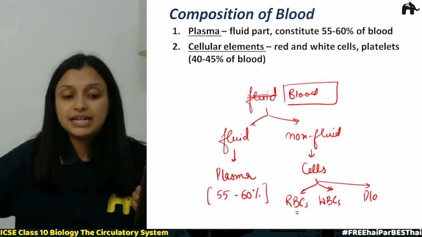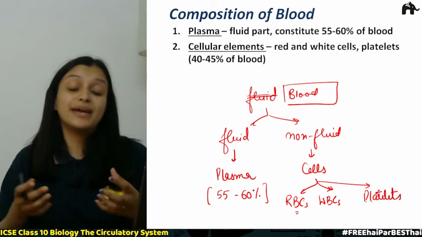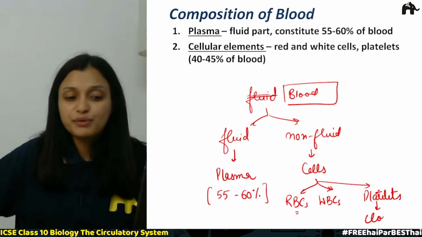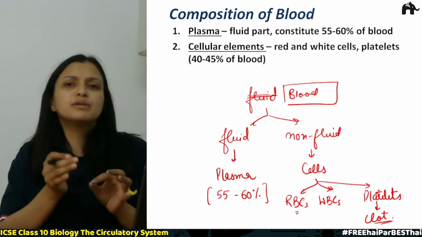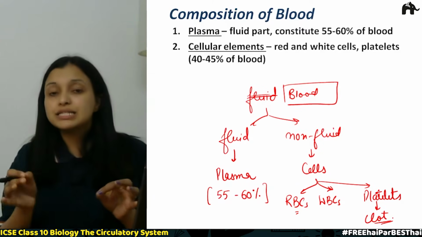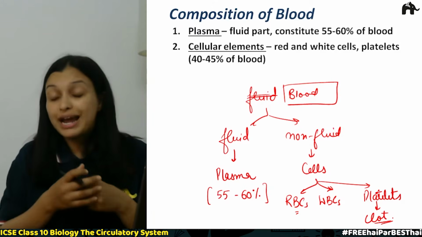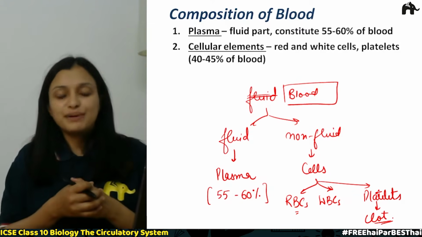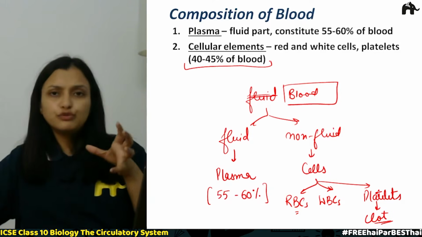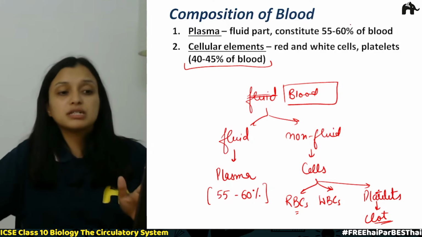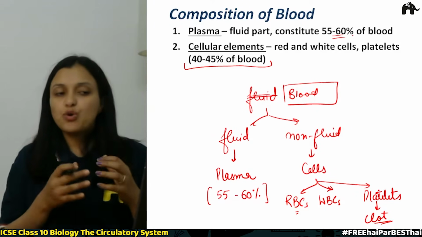Then there are platelets. These platelets we have also studied in blood clotting, in the formation of a clot. When blood forms a clot, it is only possible because of the platelets. So platelets are the cells which help blood in the formation of clot and prevent further loss of blood. I hope this is clear. Also, the cellular part is around 40 to 45% and the rest, 55 to 60%, is just the plasma. Right? So I hope this is clear.